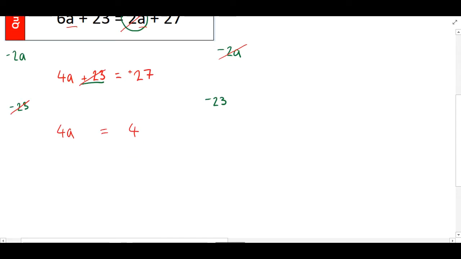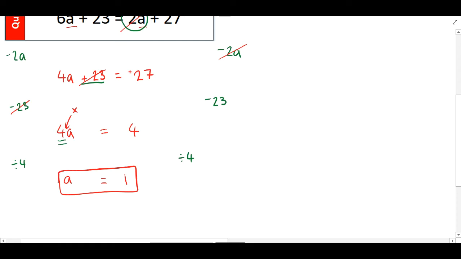This now tells me, because there's an invisible times in between here, remember, 4 lots of a, 4 times a, equals 4. So the next thing I need to do is divide both sides by the number in front of the a. In this case, that's 4. It's just a coincidence that that's a 4 and on the right hand side there's a 4 as well. So I'm going to divide both sides by 4. 4a divided by 4 gives me 1 lot of a, but in maths we just write a. That means 1 lot of a. And then on the right hand side, 4 divided by 4, how many 4s are there in 4? That's 1.